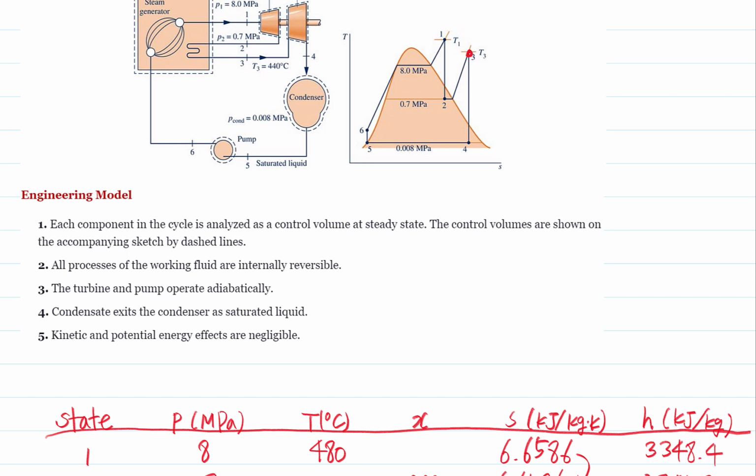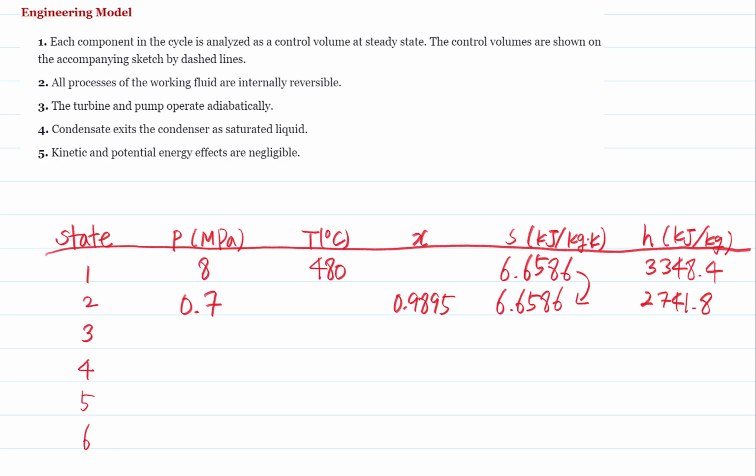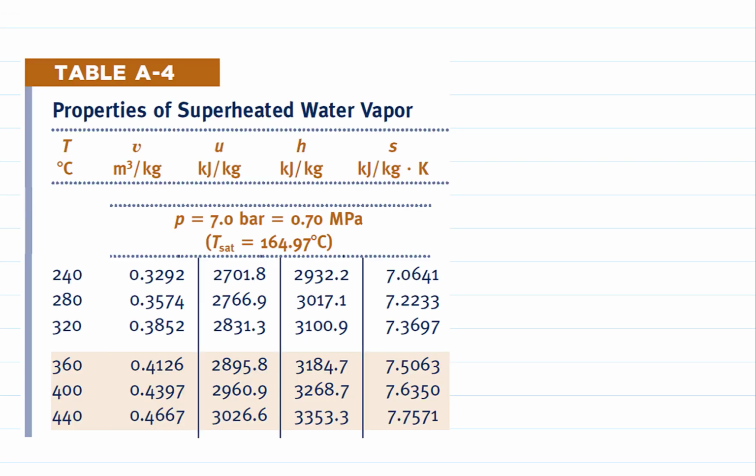At state 3, the fluid is reheated in the steam generator. So now it is a superheated vapor. We know the pressure and temperature at state 3, so we can fix the state. Pressure 7 bar, temperature 440 degrees Celsius. So see table A4, superheated water vapor. 7 bar, 440 degrees Celsius. This is H3. This is S3.